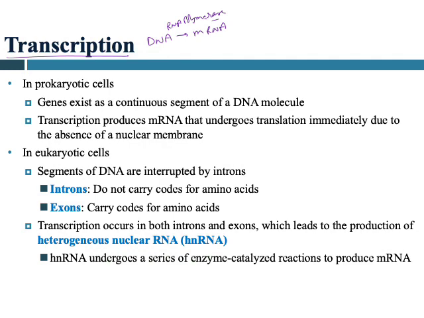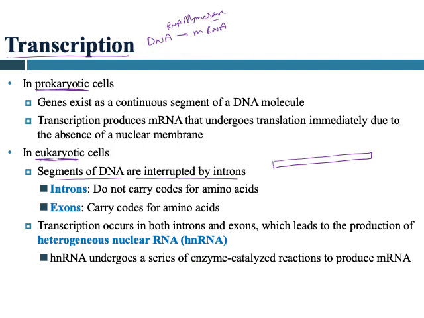There are two types of cells called prokaryotic cells and eukaryotic cells. We're going to talk only about eukaryotic cells in this chapter, and eukaryotic cells belong to humans, or the living organisms we mostly have, basically humans. So in humans, the segments of the DNA are interrupted by introns. Let's say this is a DNA segment, and it has the information that the cells need.